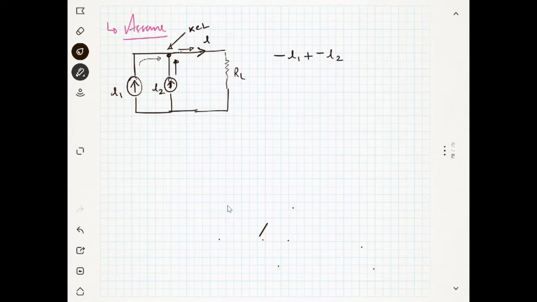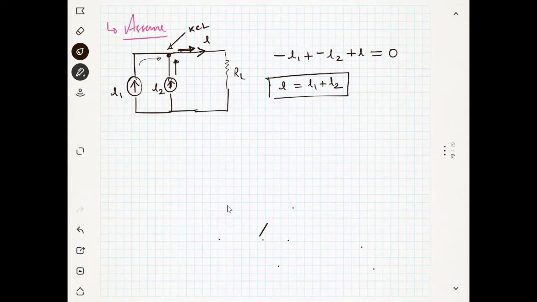Then you can see here it is going away from the node, so it is plus I. This is equal to 0. So you can see that I is equal to I1 plus I2. So this is how we will calculate. If you connect two current sources in parallel, the total current will be the sum of the two currents.